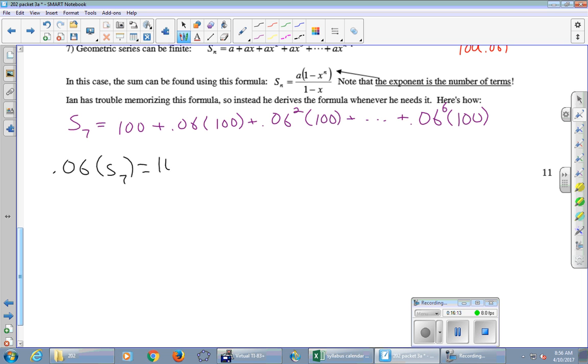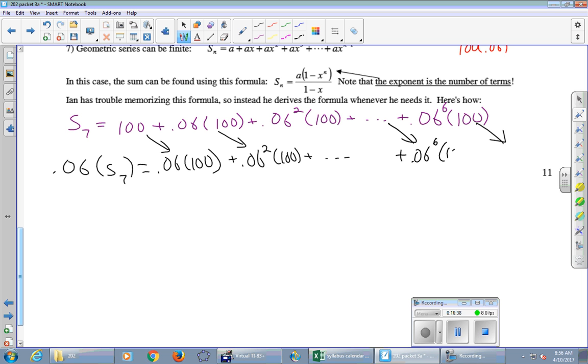So this first term becomes 0.06 times 100. That's that guy. Plus, what's the next one become? Multiplying everything by 0.06, 0.06 squared times 100. Plus, plus. I'm going to do the second to last one, and then I'm going to do the last one. What does the second to last one become? Because the second to last one had a 5th power, and now we're multiplying by 0.06, so now it becomes the 6th power. Plus, and then what does the last one become? 0.06 to the 7th times 100. So far, so good?